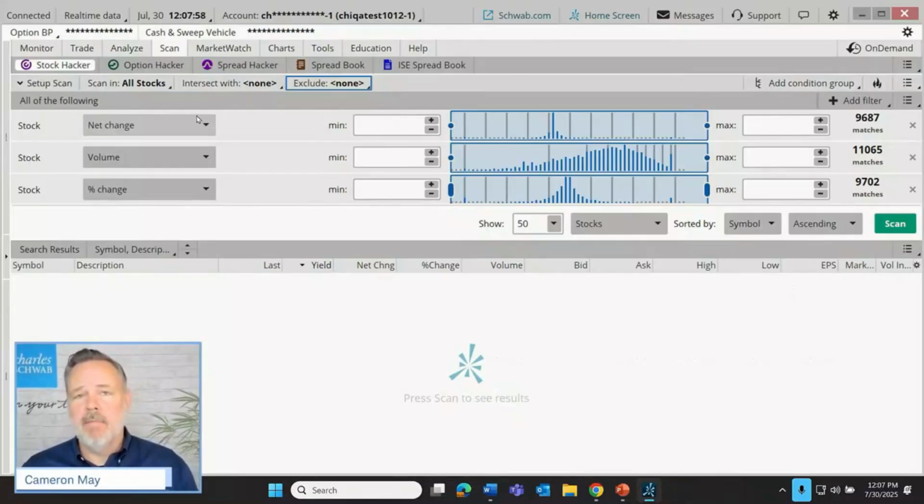This is, I guess we'd call it a stock scan, but by default, we're going to have the option to choose from default menus of specific stock characteristics. So you'll notice right here, there are 3 default menus. The first one set by default to net change, the second one to volume, and then finally to percent change.